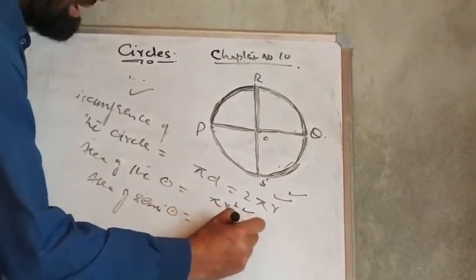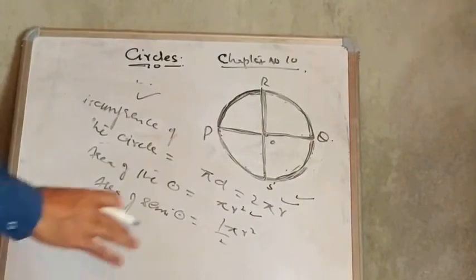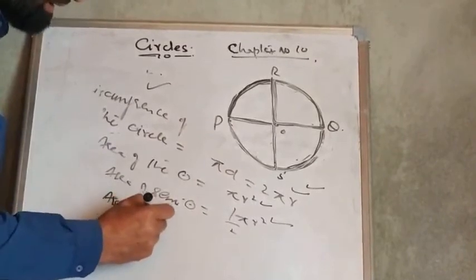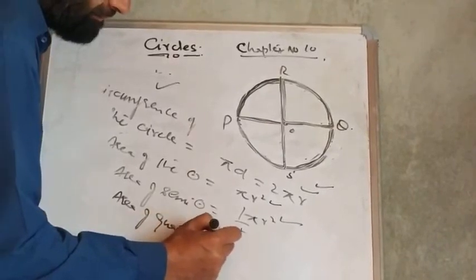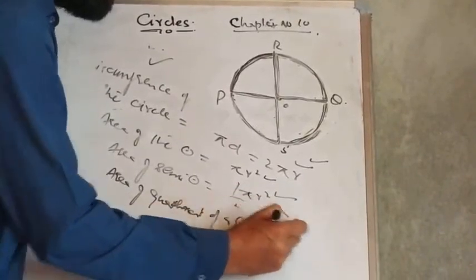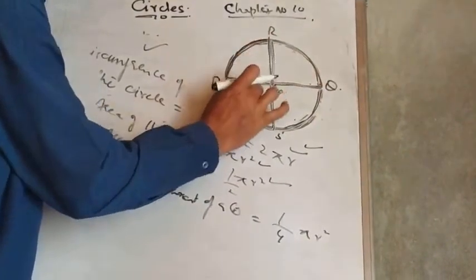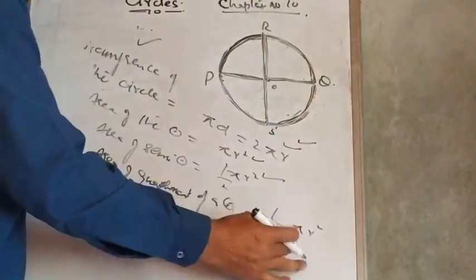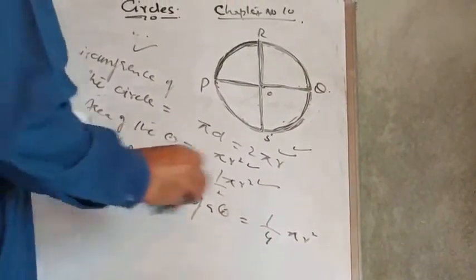The area of a semicircle is half of pi r square, that is 1 by 2 pi r square. So area of a quadrant of a circle is equal to 1 by 4 pi r square, because there are 4 parts, 1, 2, 3, 4, and the area of one part is 1 by 4 of the area of the whole circle. So these are very important formulas.